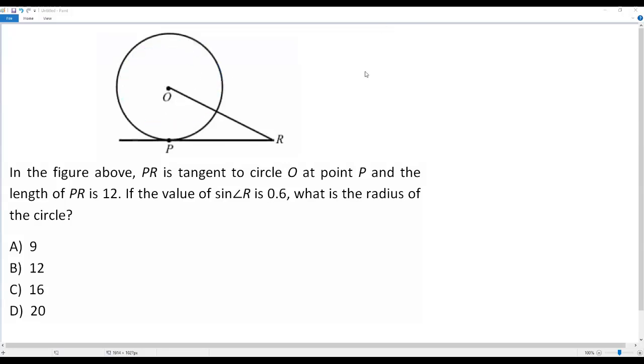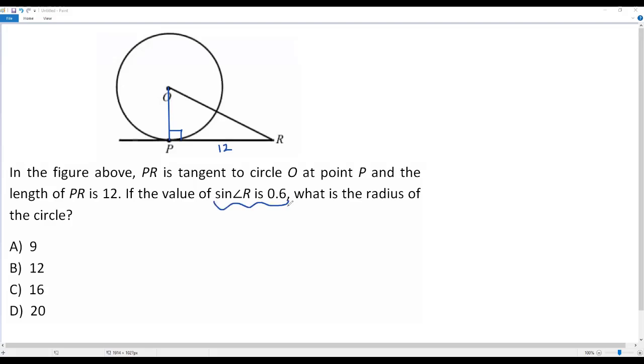Okay, now let me draw a radius from the center of the circle O to the point P on the circle. At the point of tangency, the angle between the radius of the circle and the tangent to the circle is always a right angle. So here P is the point of tangency. At this point P, the angle between this radius OP and the tangent PR is a right angle. Now OPR is a right triangle, and we know the length of this side PR, that is given here as 12. Okay, now let me mark it.